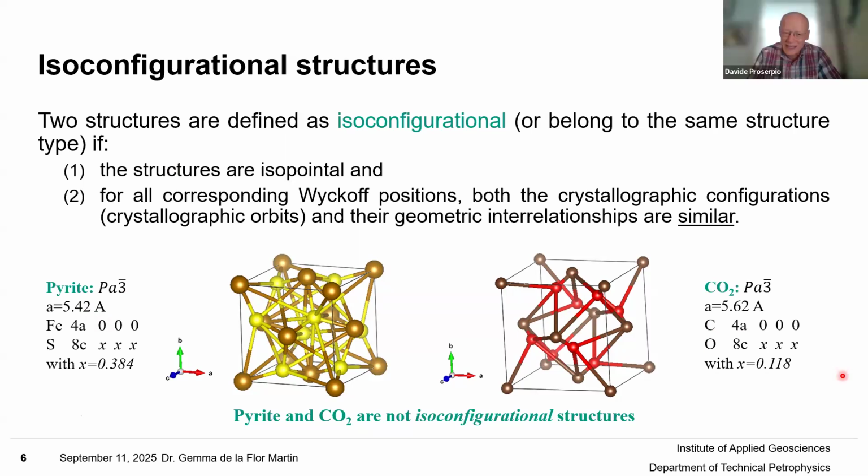If you compare the topology, then it's another story. But anyway, from the point set reason, yes, they are not isoconfigurational, because the X is very different from the other. So the passage to isoconfigurational from isopointal depends on some matrix. Anyway, you can go ahead.